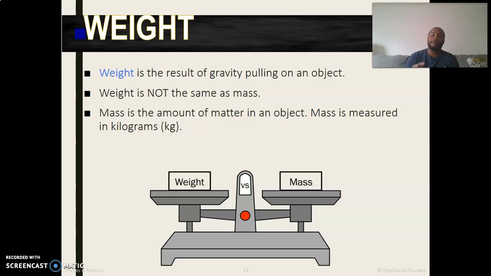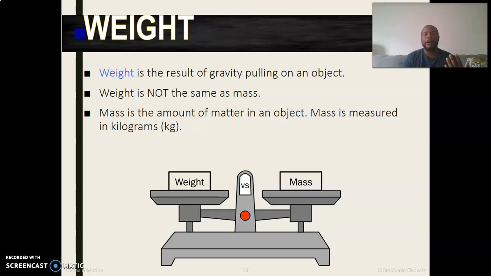Weight is the resulting gravity pushing down on an object. So whenever we get on a scale, you put your baby sister, your mom checking your weight, you go to the doctor and they tell you to step on the scale, we get our weight from knowing the amount of gravity pressing down on you. So how much gravity is being pulled on that object. So that's how we get our weight.